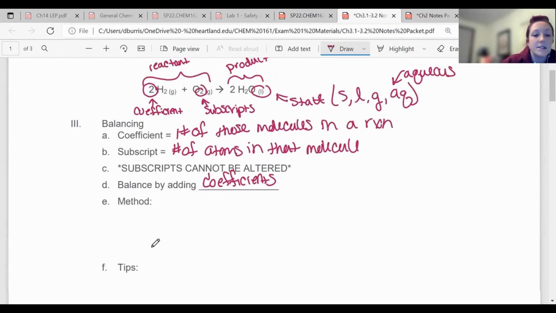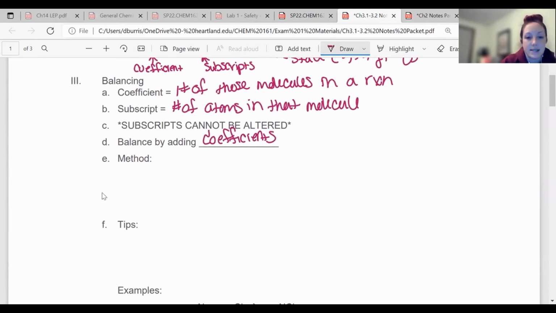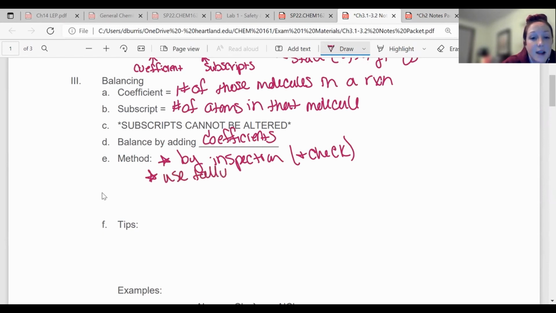Okay, so there's a method to the madness. Unfortunately, most people like to say it's kind of a guess and check. Essentially what you're doing is figuring it out by inspection and then checking it. Double check that all of your atoms add up to one side and the other side. I would also use a tally to keep track of how many of each element you have. Use a tally for each side, because you should have the same number of atoms on one side as on the other.